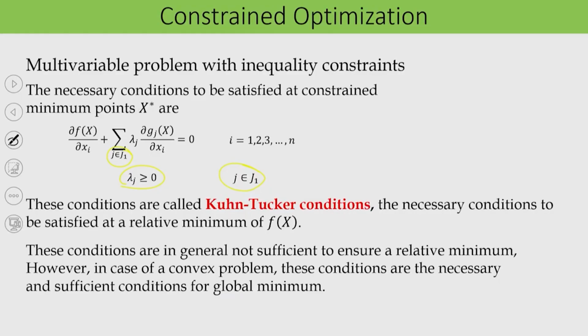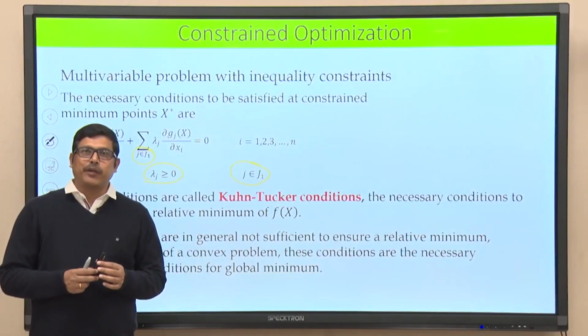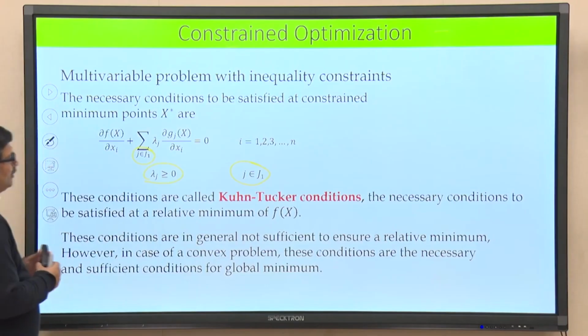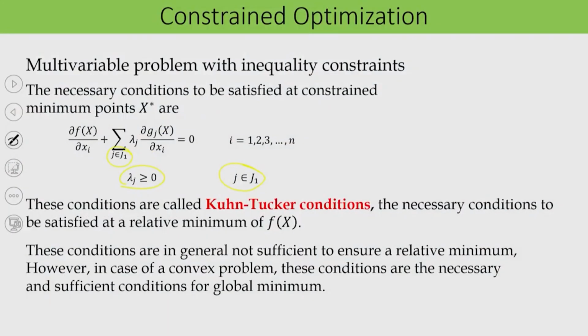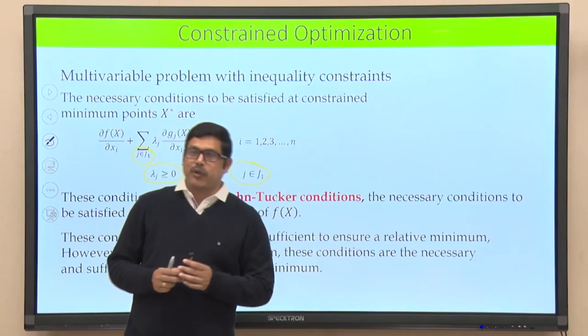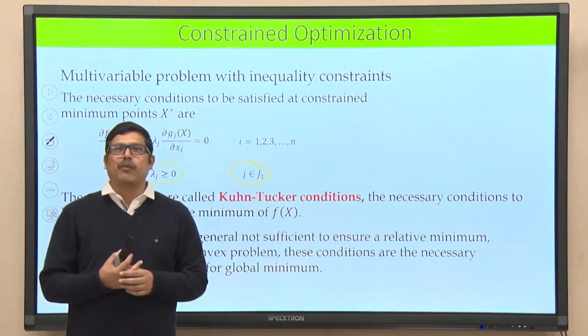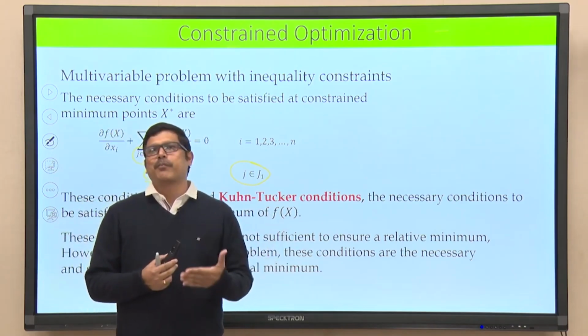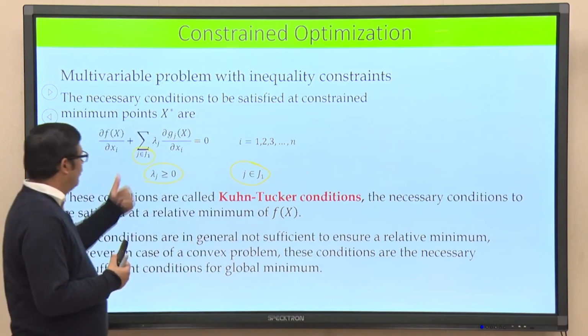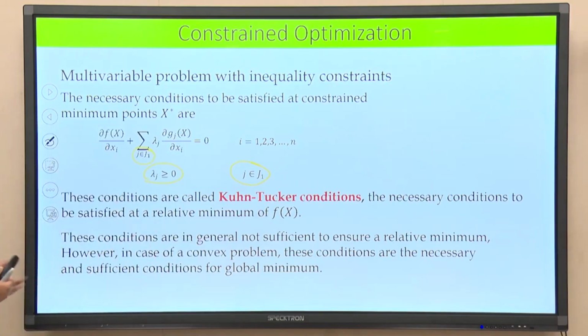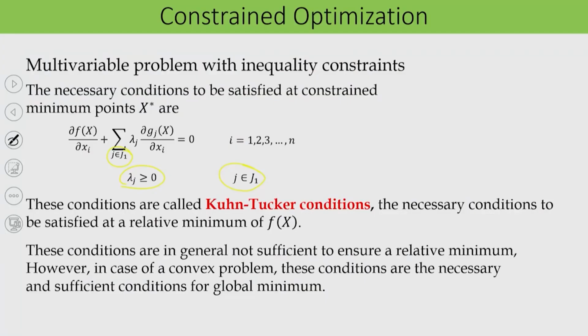However, in case of a convex problem, we have already discussed what a convex problem is. In case of a convex problem, these conditions are necessary and sufficient conditions for a global minima. So we can say whether our problem is convex or non-convex. If the problem is convex and the Kuhn-Tucker conditions are satisfied, then whatever solution you are getting will be a global minima.